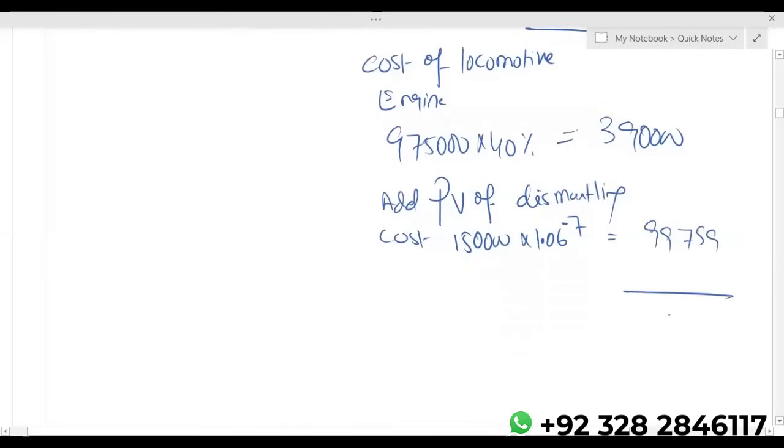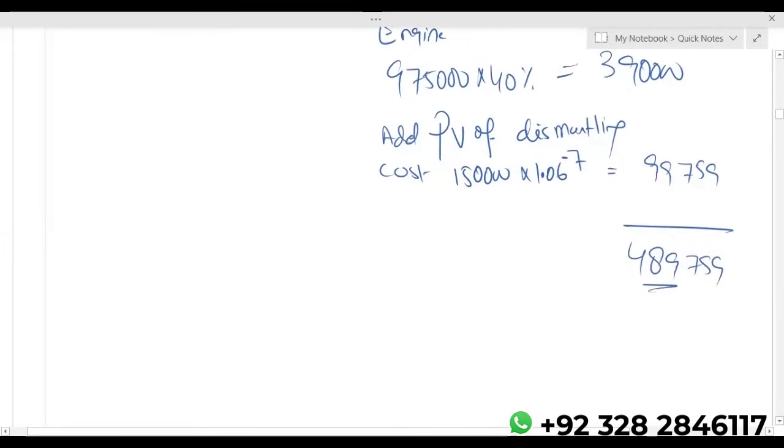If you ask me the double entry of 99,759, it is locomotive engine debit and provision credit. 3,90,000 plus 99,759 is 4,89,759. We need to depreciate this. This is the total value of the locomotive engine. Depreciation expense is only for 6 months. Why 6 months? You can count the time period. From the day we purchased until the year end, only 6 months have gone. So 4,89,759 divided by the life.